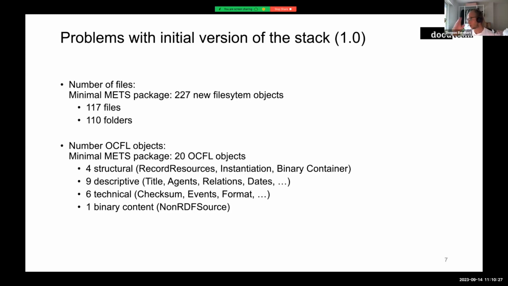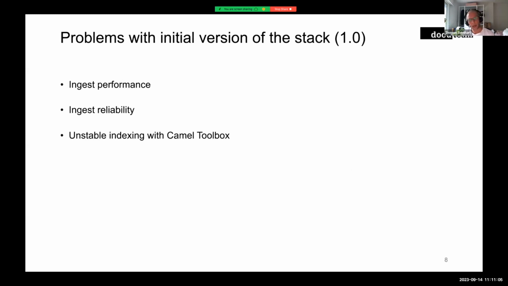Around 100 files and a bit more than 100 folders. That's counting everything, also the pair tree levels of the OCFL and so on. In terms of OCFL objects, it's not that bad, but still for one file, you get 20 different OCFL objects, which also means 20 different Fedora objects. Actually, it might be a bit more than 20, because there already is an archival group at some point.